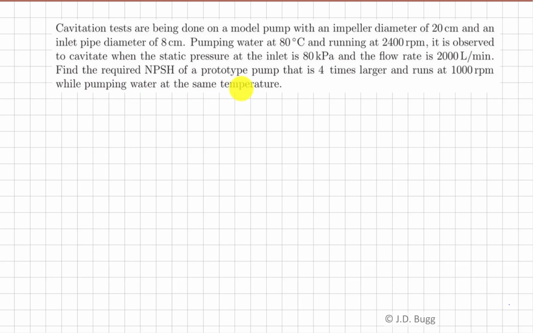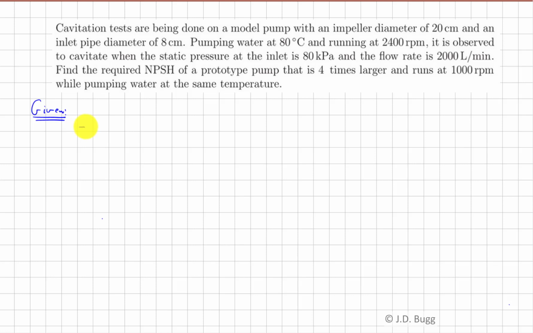So this is a pump scaling question, but it's also concerned with the required NPSH. Remember, NPSH is the net positive suction head, and that's a characteristic of a pump that determines whether or not it's going to cavitate in different applications. A pump manufacturer is doing a test on a model pump, a smaller pump, where tests are easier to do, and using the results to predict the performance of the large scale or prototype pump. So we'll start by summarizing the given information.